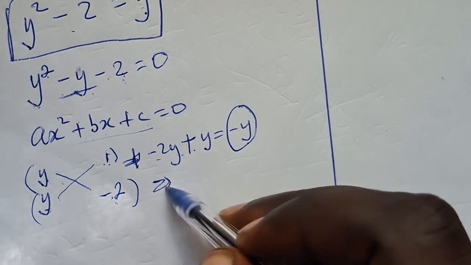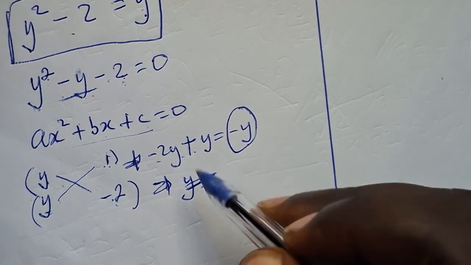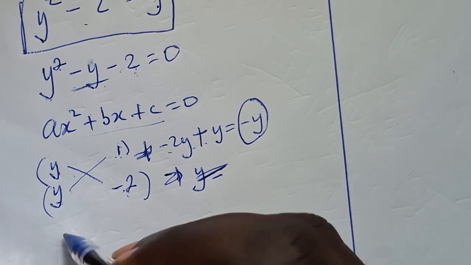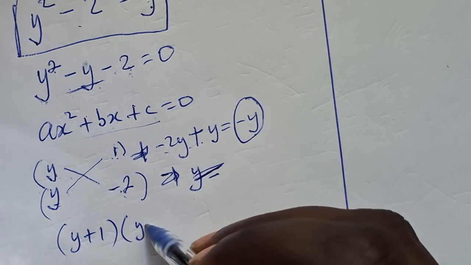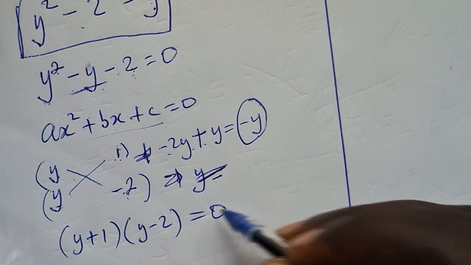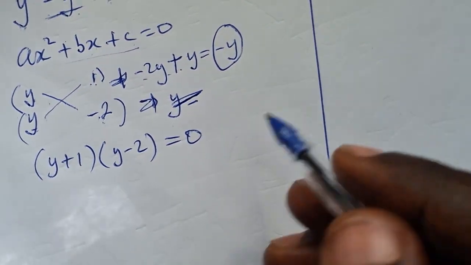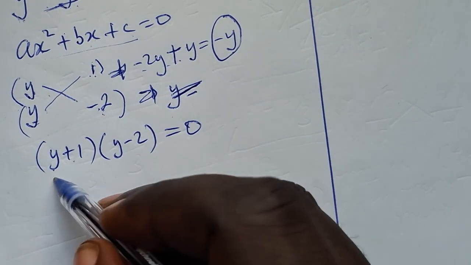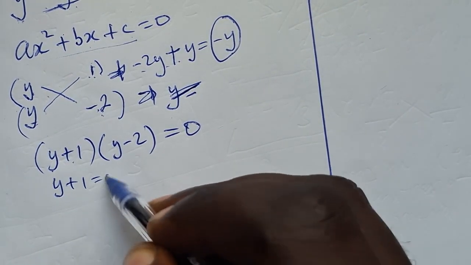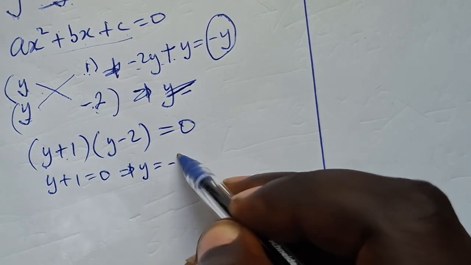This simply means that y is equal to, let's first of all re-express. So let's say that y plus 1, y minus 2 is equal to 0. So these are the various factors. And we can therefore say that y is equal to minus 1. It is the same as y plus 1 is equal to 0. This implies that y is equal to, if we carry it here, minus 1.